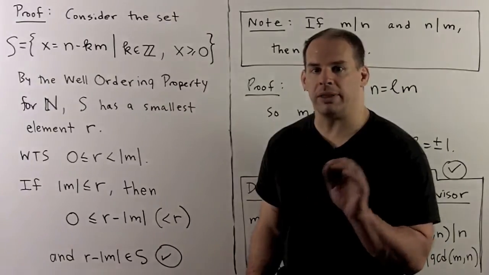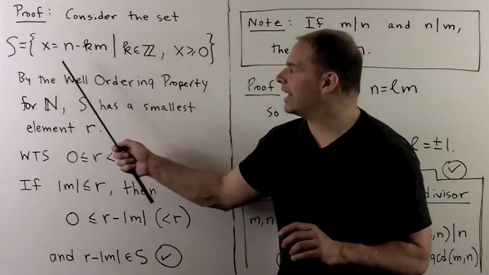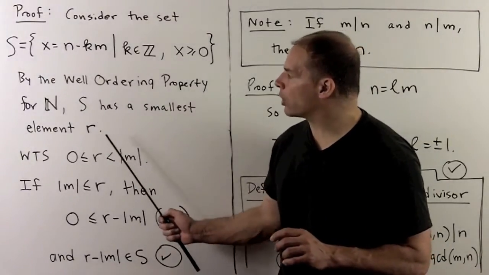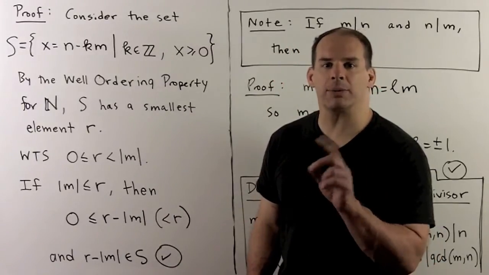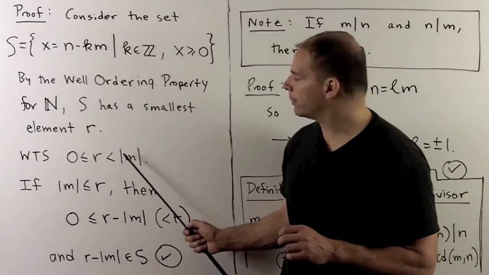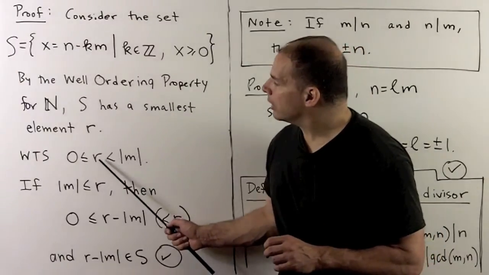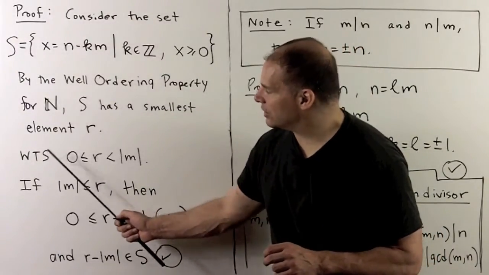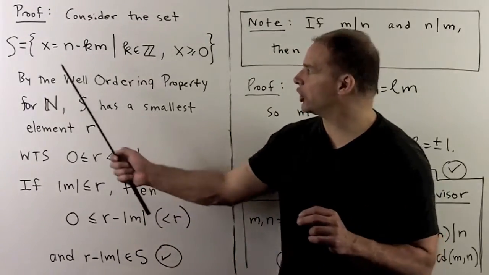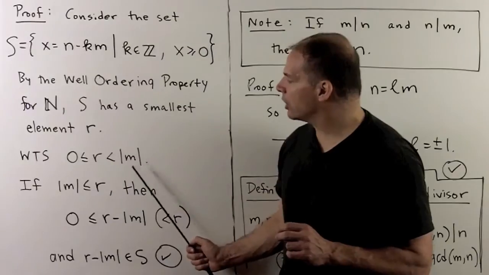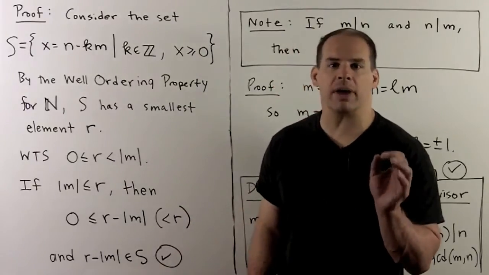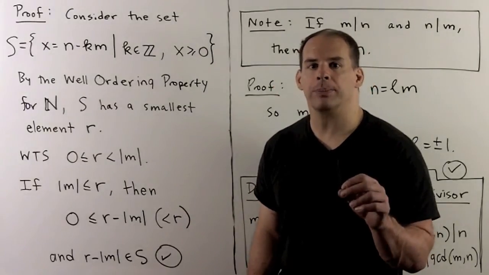By the well-ordering property of the natural numbers, this set has a least element, so we'll call that R. I want to show that R is between 0 and the absolute value of m, including 0. Now, it won't be less than 0, just by definition. So what's going to happen if R is outside of this range? Well, that means we'll have the absolute value of m less than or equal to R.